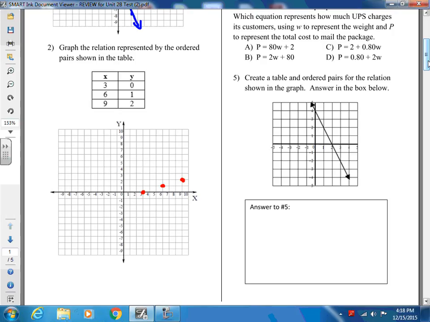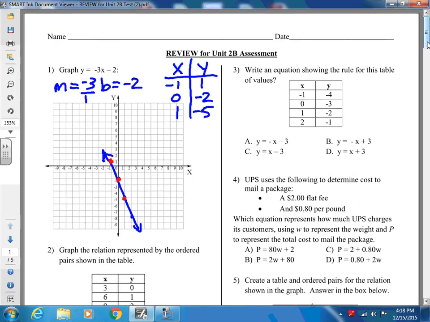Okay. For number 3, it is giving you a table of values and multiple choice equations. When it gives you something like this, the best attack for this type of problem is to go through and just start plugging them in. And when you find one that works for everything, that's the one you want. If something doesn't work, then rule it out automatically.